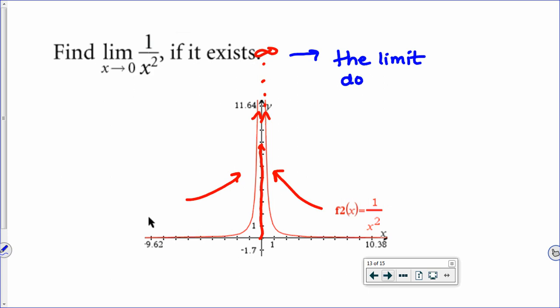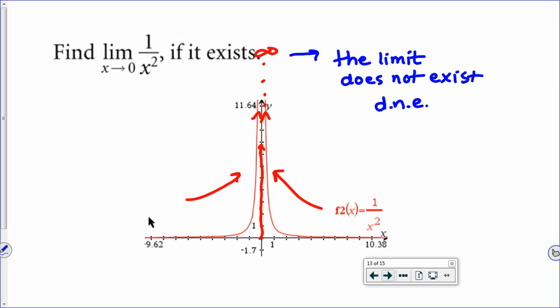The limit does not exist, which in a calculus course or textbook you might see abbreviated to DNE, does not exist. That doesn't mean that this function doesn't have any limits. It's just that as x is approaching 0, this function doesn't have a limit. It's just rising to infinity.